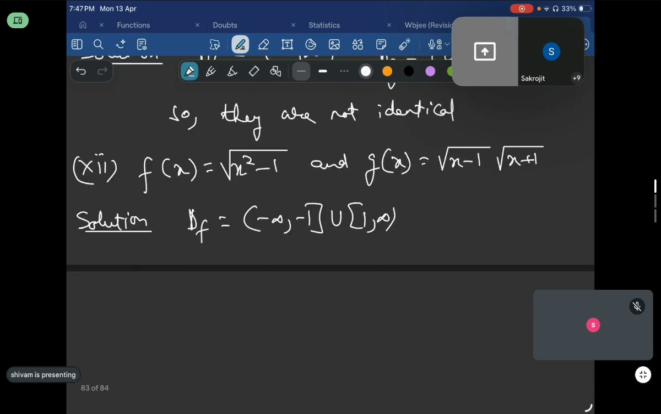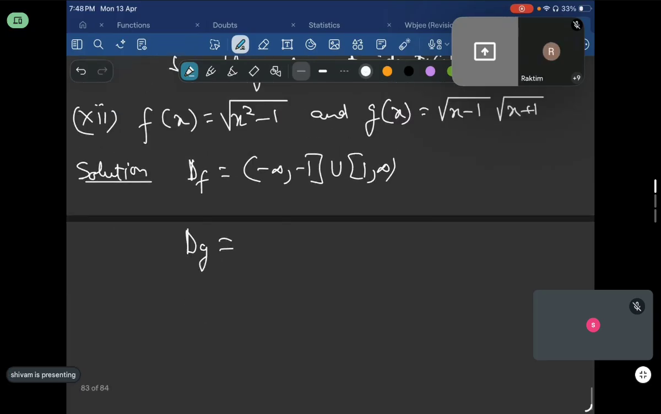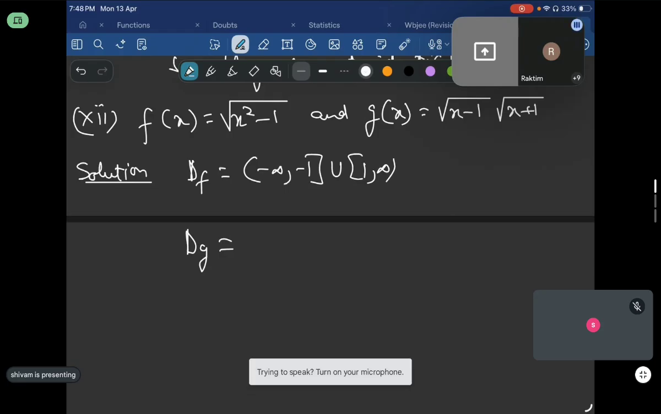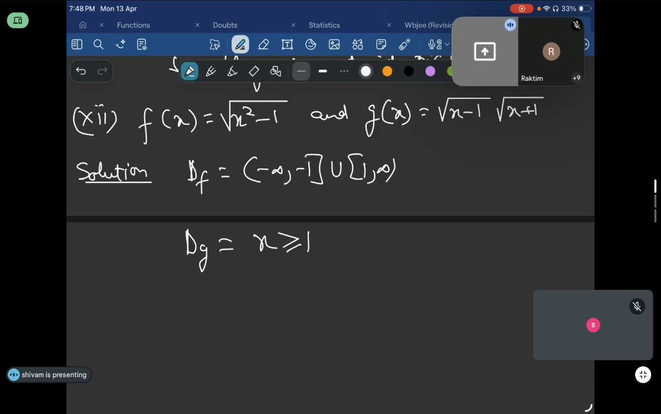Tell me, Raktim, what is the domain of g? Sir, x greater than 1. I mean greater than or equal to 1. Greater than or equal to 1, correct.